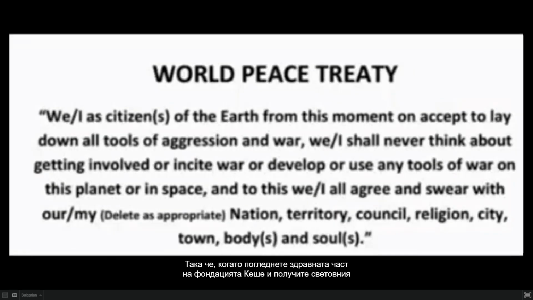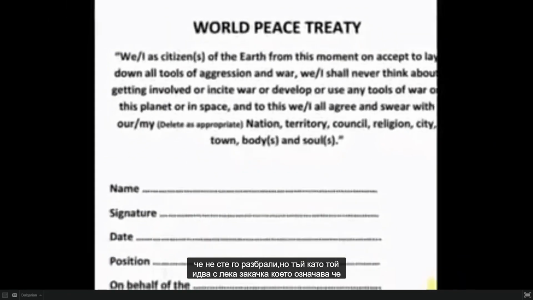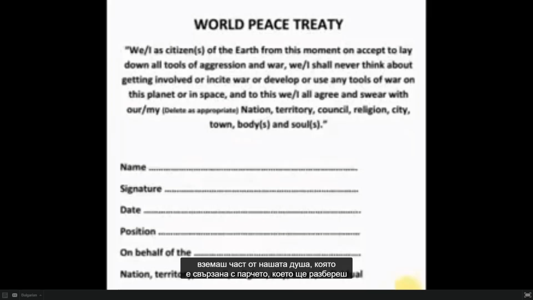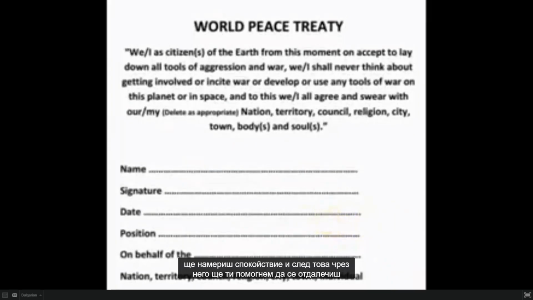So when you look at the health part of the Keshe Foundation, and you get the World Peace Treaty, please don't think, oh, I'm not carrying a gun, so I sign it. It means you haven't understood it. Because it comes with a prayer from us, which means you take part of our soul, which is connected to the peace, you will understand. You'll find peace, and then through it, we manage to help you walk away from diseases. Any other question?